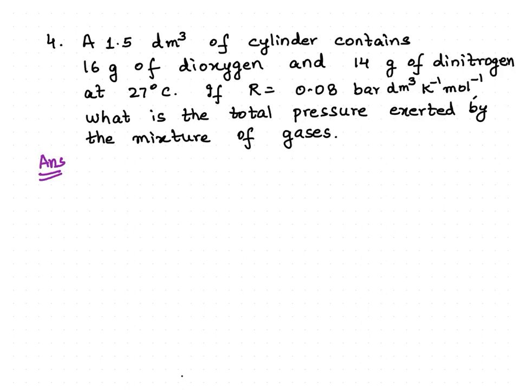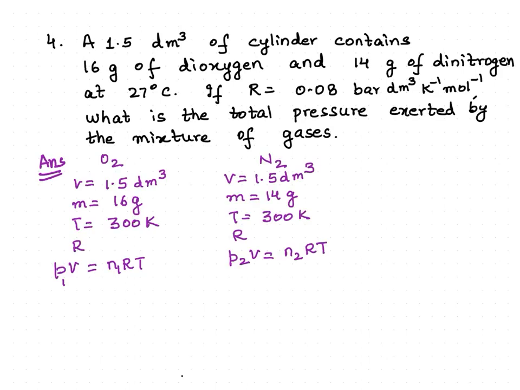Then tally the answer. So what I've done again is I've jotted down the data. It says 1.5 decimeter cube of the cylinder. That means the entire volume which is available to the gas is 1.5 dm cube if it was occupying the container alone.